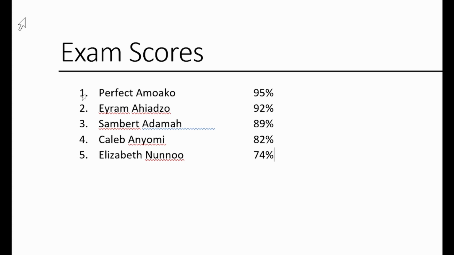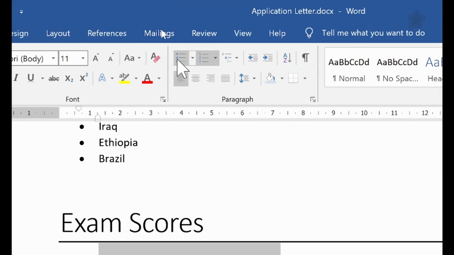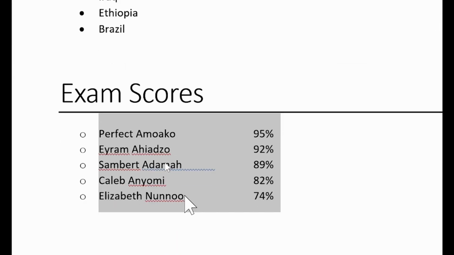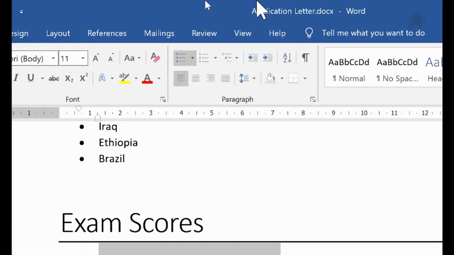The numbering, is the numbering important? Excellent. If the numbering is important, don't highlight and go and select bullets. Bullet here is meaningless because we want to know who is first and who is second. We really want to know. So if you want to know the order, then you have to use numbering.